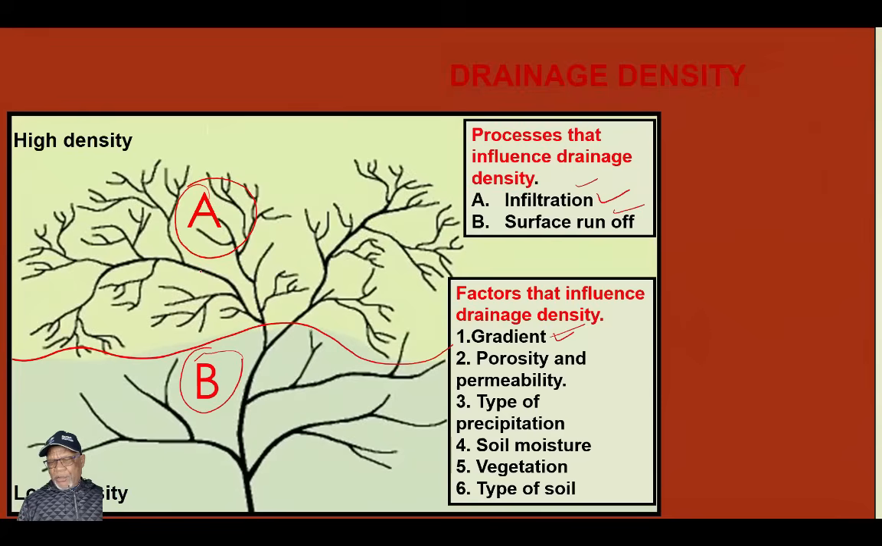And it means at B, the soil is dry. Because of the dry soil, there is going to be more infiltration. And because of more infiltration, there's going to be less surface runoff and lesser drainage density. And we have already spoken about vegetation, and type of soil is the same as porosity and permeability. It means the soil at B is more permeable.